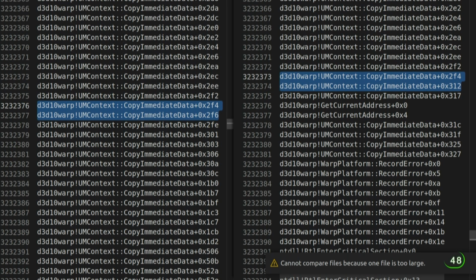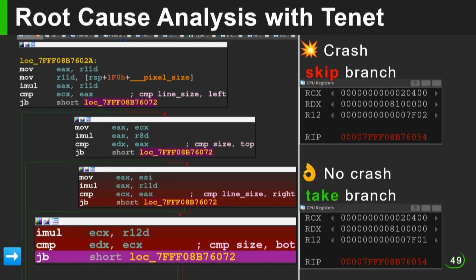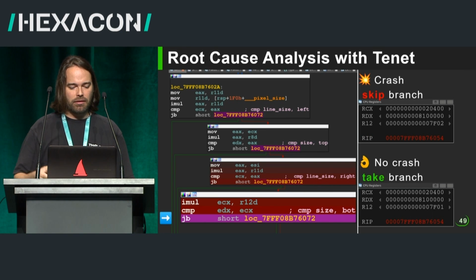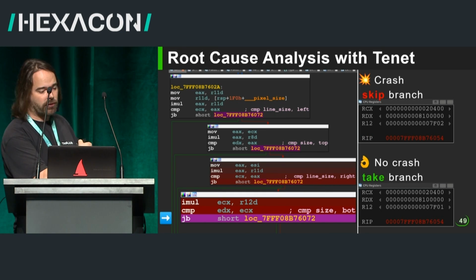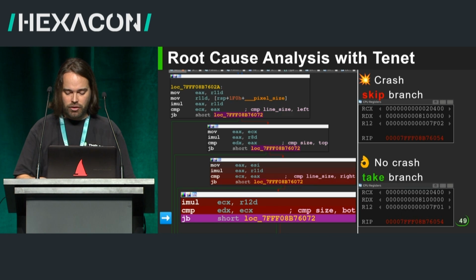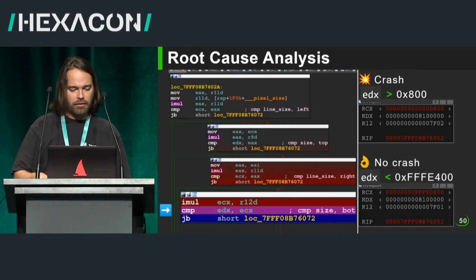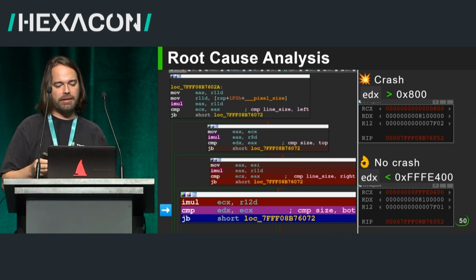So we will use this address. And we generated 10 traces with What the Fuzz. To recap, Tenet is a trace explorer by the author of Lighthouse. The last common symbol is this jump here. And this jump is influenced by this comparison between EDX and ECX.